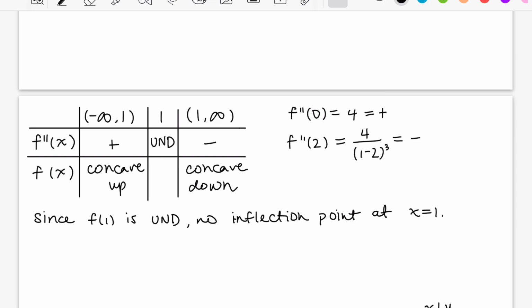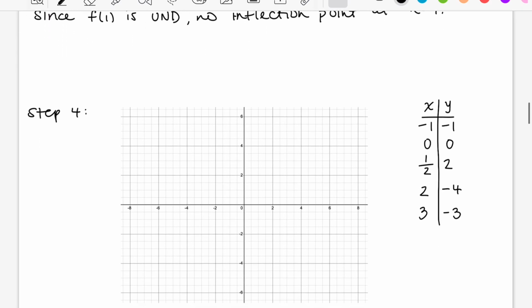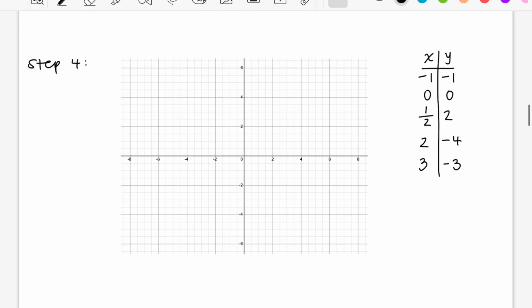All right. And then the last step for our graphing strategy is to actually sketch the graph of this guy. So the first thing I will do is draw our asymptotes. So we said we had a vertical asymptote at x is equal to 1. And we also have a horizontal asymptote at x is equal to -2.